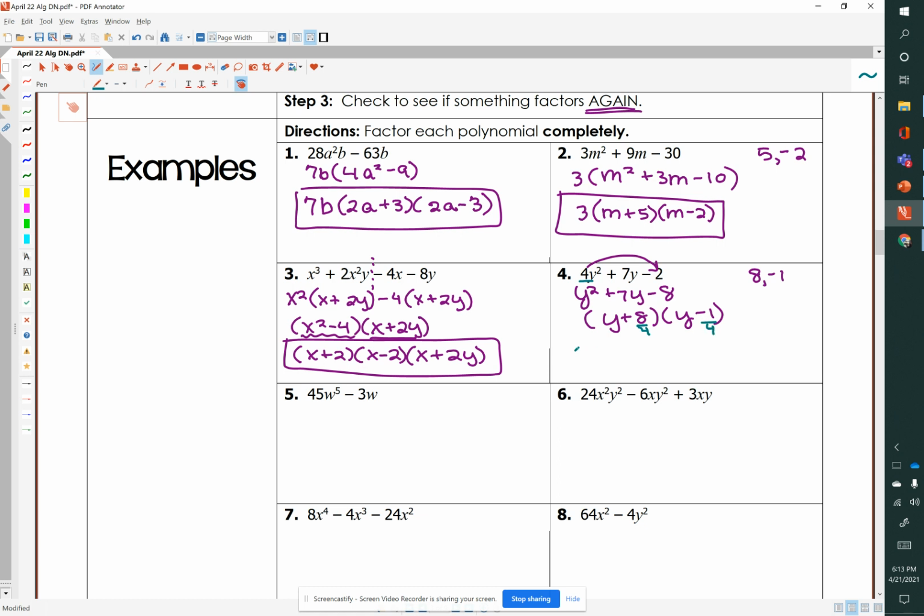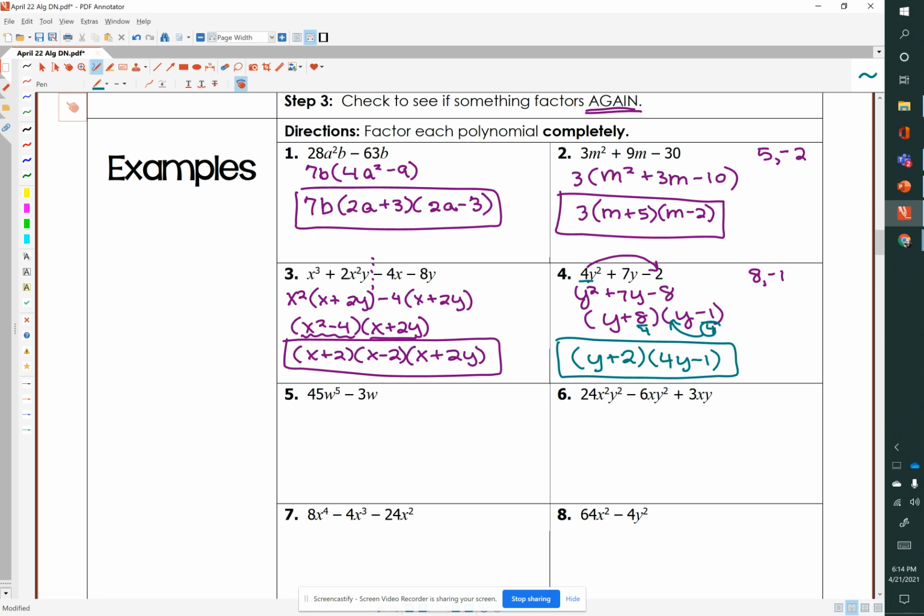And that would give us y plus 8 divided by 4 is 2. And now this 4 slides up in front of y. That would be 2y minus 1. And that's our final answer. I'm sorry, why did I write a 2? I'm sorry about that. 4y minus 1.